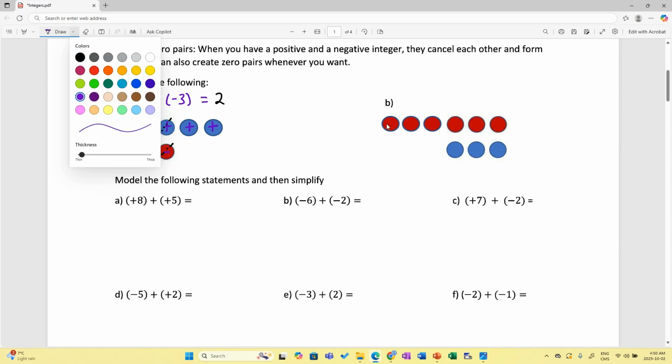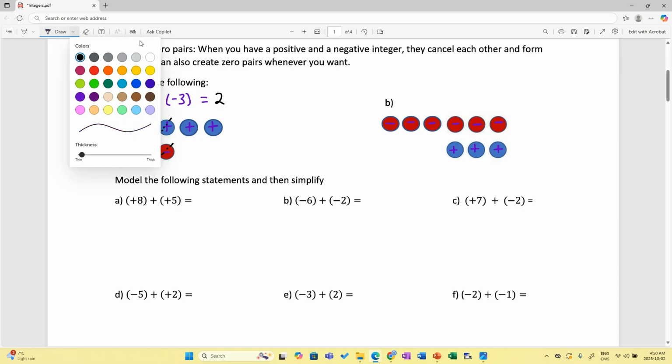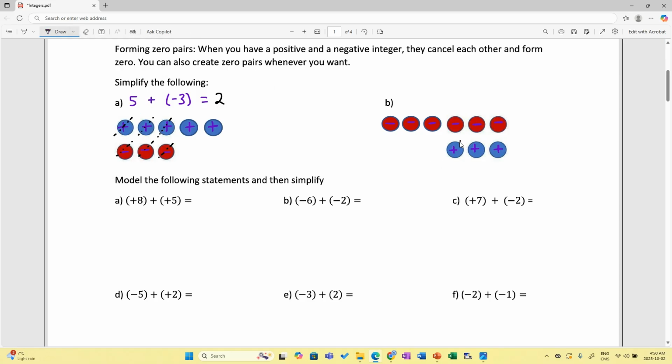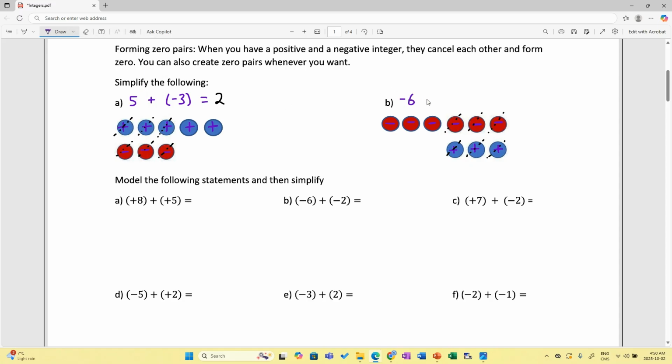B, I have, it looks like 6 negative circles and 3 positive circles. So in this case, once again, the positives cancel out with the negatives. So I'm going to cancel out a positive with a negative, a positive with a negative, and cancel out another positive with a negative. And now what I have here is negative 6 plus positive 3.